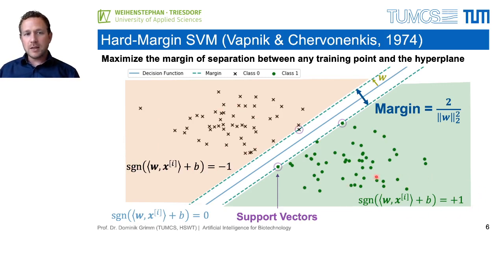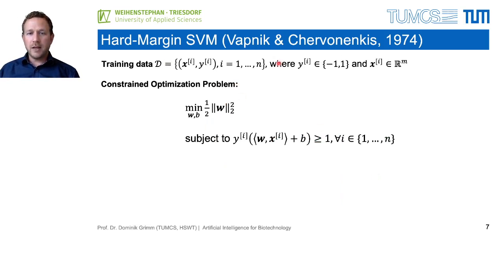To summarize, we have training data, but now the labels are -1 and 1. These are the 2 classes we have. And then we have the following constrained optimization problem. We'd like to minimize, with respect to W and beta, the following formula: 1/2 times the L2 norm of W squared, subject to the following constraint.